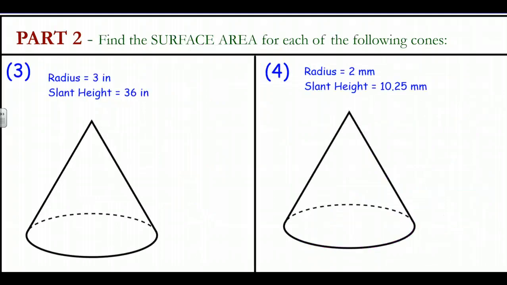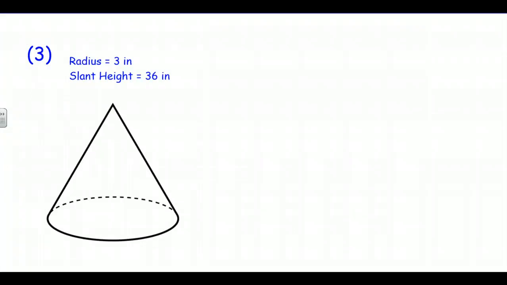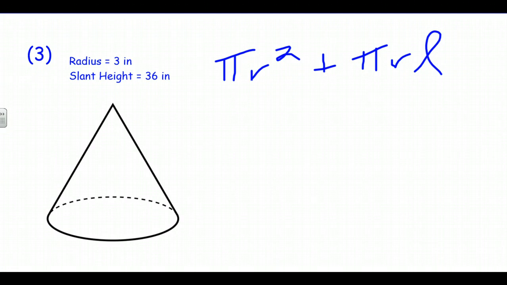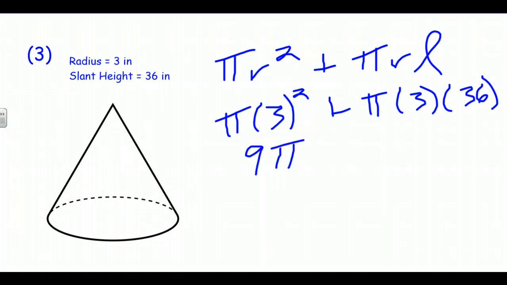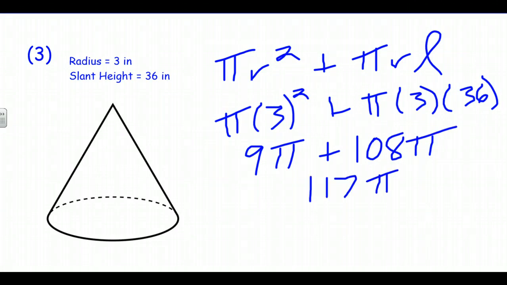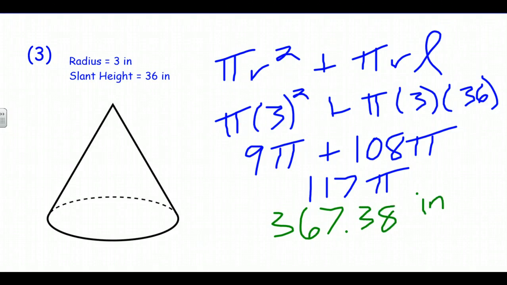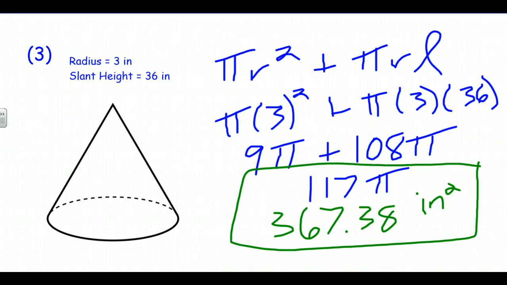Now let's take a practice with 2 cones. Go ahead, pause the video, work through the surface area formulas, and unpause when you're ready to move on. So for number 3, we have a radius of 3 inches and a slant height of 36 inches. Our surface area formula is pi r squared plus pi rl. The radius is 3 inches, so the first one is pi times 3 squared. Then pi times 3 times 36, because it's a very tall cone. 3 squared is 9, so 9 pi plus 3 times 36 is 108, so plus 108 pi. 9 plus 108 is 117 pi total as the surface area, and if we multiply 117 by 3.14 for the approximate surface area, we end up with 367.38 square inches. Again, 117 pi for exact, 367.38 for approximate.